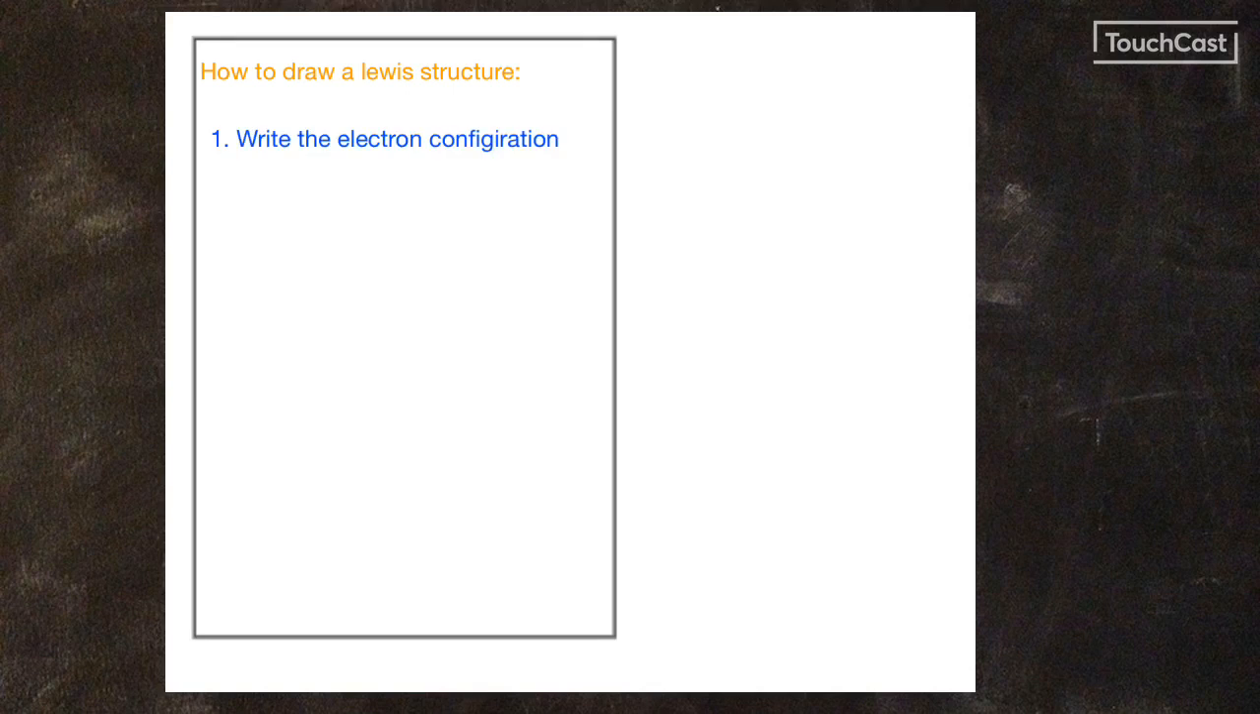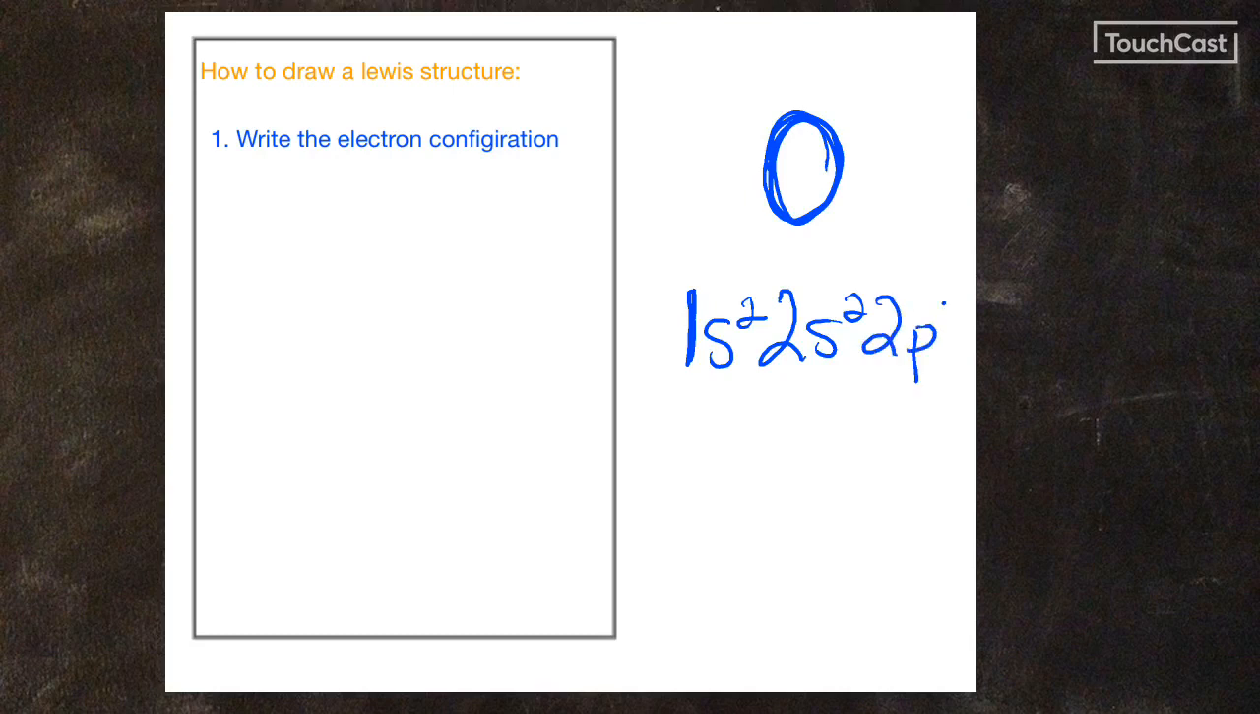Alright guys, so step 1 is to write the electron configuration. Say we have the element oxygen. Oxygen has the symbol O, and it has 8 electrons, which gives us an electron configuration of 1s2, 2s2, 2p4. If you do not know how I'm getting this, you need to come and talk to me. Reach out to me via Remind. Reach out to me somehow so that I can help you figure out how to do this.